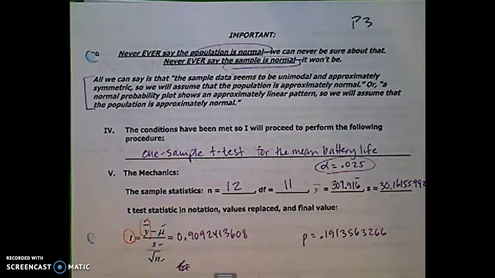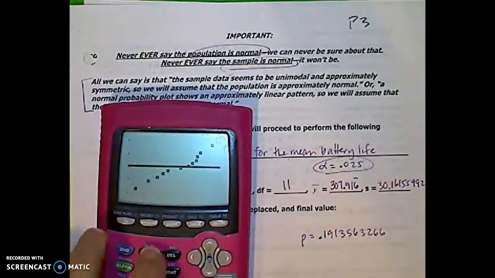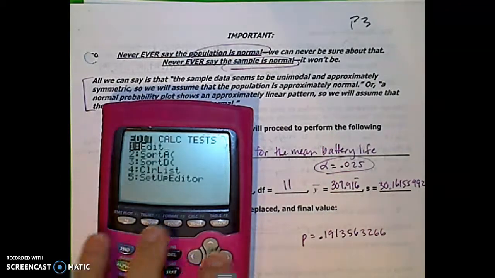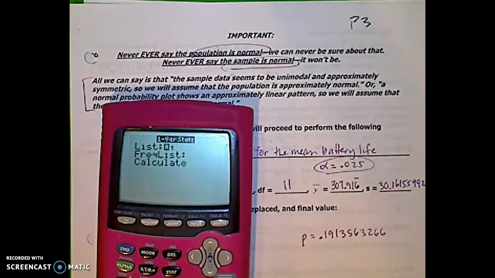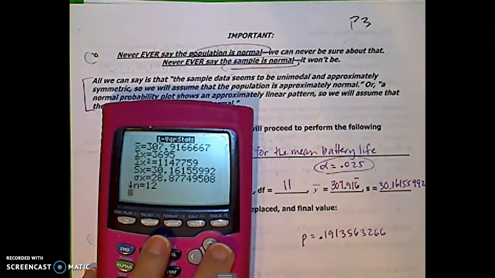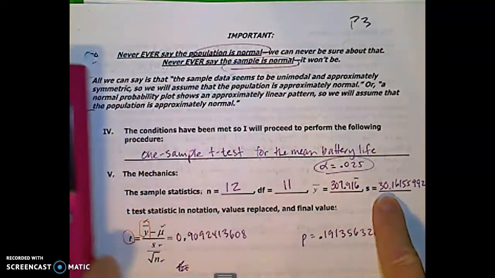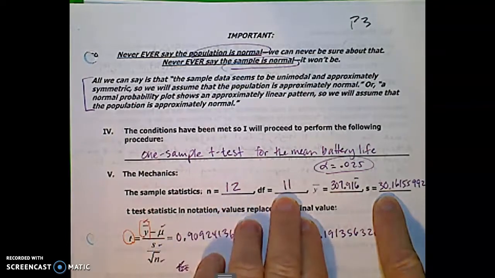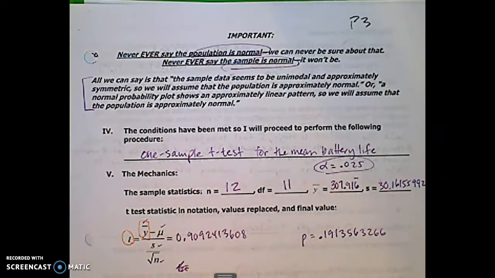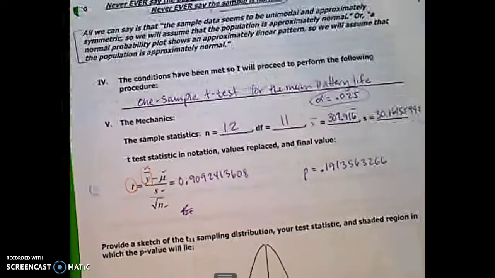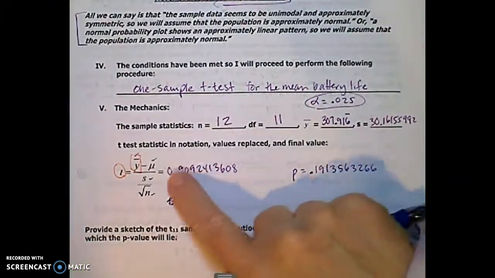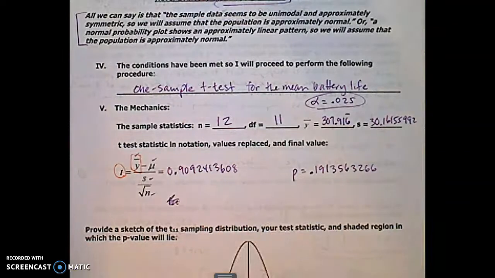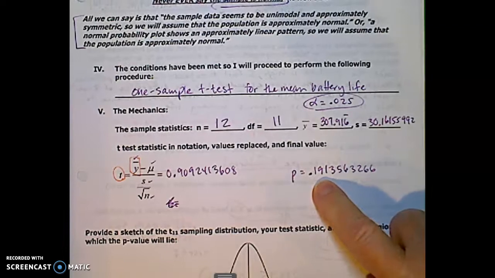All right, our sample statistics. The initial place you're going to get that is by running one variable stats. So stat, calc, one variable stats. And we get these values. So you can confirm that you get this with your data in your calculator. Sample size is 12, meaning degrees of freedom is 11. The t-test statistic, if you plug these values into this formula, you're going to get 0.909, and the p-value comes out to 0.191.